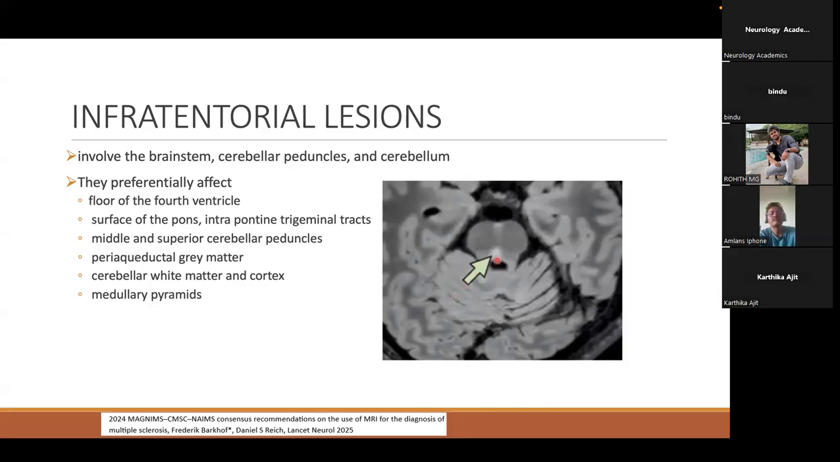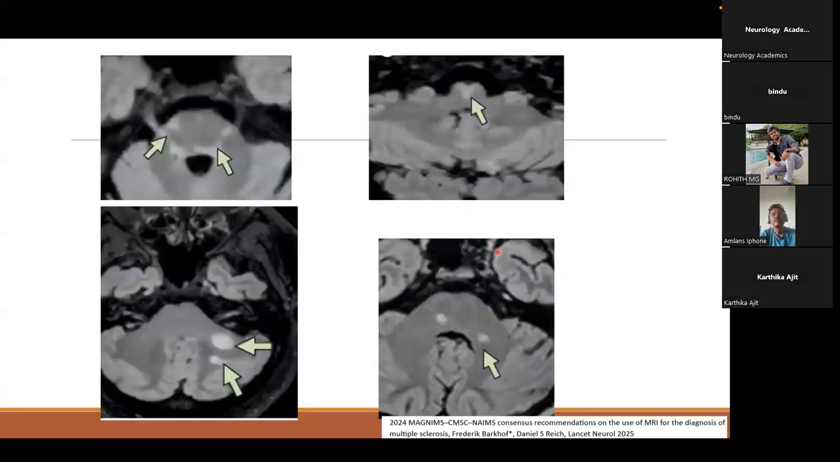And also in the pons, we can look for these lesions in the surface of the pons. That is mainly at the trigeminal root entry zone, as well as intrapontine lesions will be seen in MS. And also in the middle and the superior cerebellar peduncle, the periaqueductal gray matter, cerebellar white matter and cortex, and medullary pyramids. So in this image, we can see in the floor of the fourth ventricle, a small, sharply demarcated lesion can be seen.